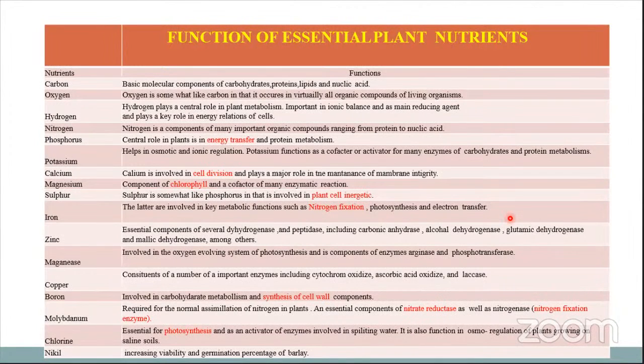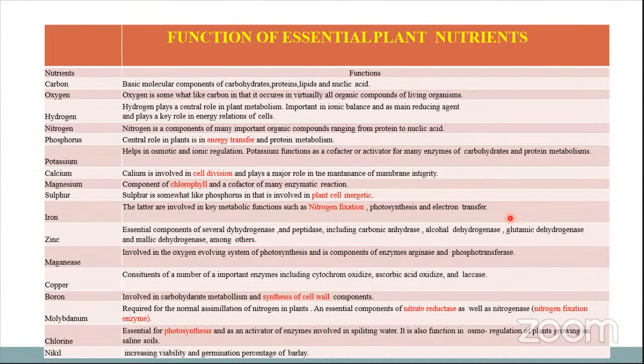Boron is involved in synthesis of the cell wall, so boron plays a major role in the cell wall and also in pollen germination. Molybdenum is an essential part of nitrate reductase. Chlorine is an essential part of photosynthesis, helping in the splitting of water molecules. Chlorine also plays a role in osmoregulation.